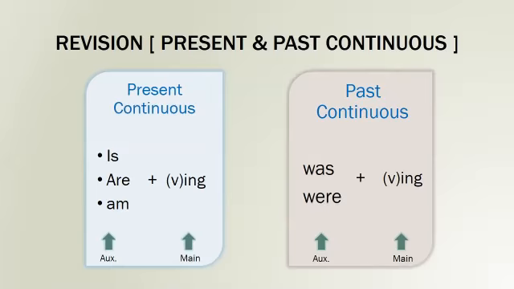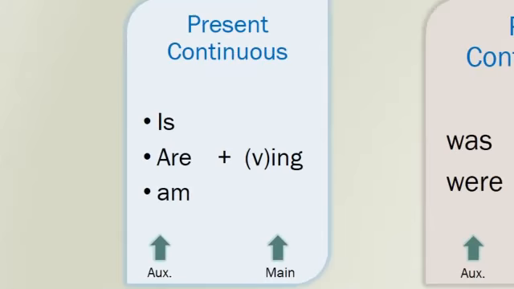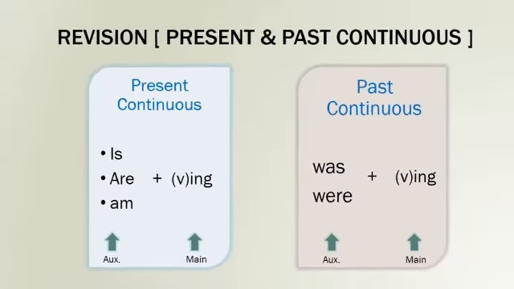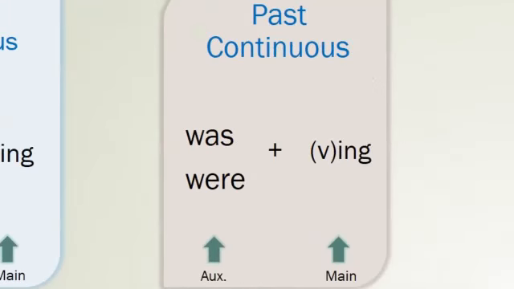Now let's look at the rules. For the present continuous, we can use the auxiliary is for singular, are for plural, and am for I. After the auxiliary comes the main verb. The main verb must be in the ing form. The rule for the past continuous: we can use the auxiliary was for singular, were for plural, plus the ing form.